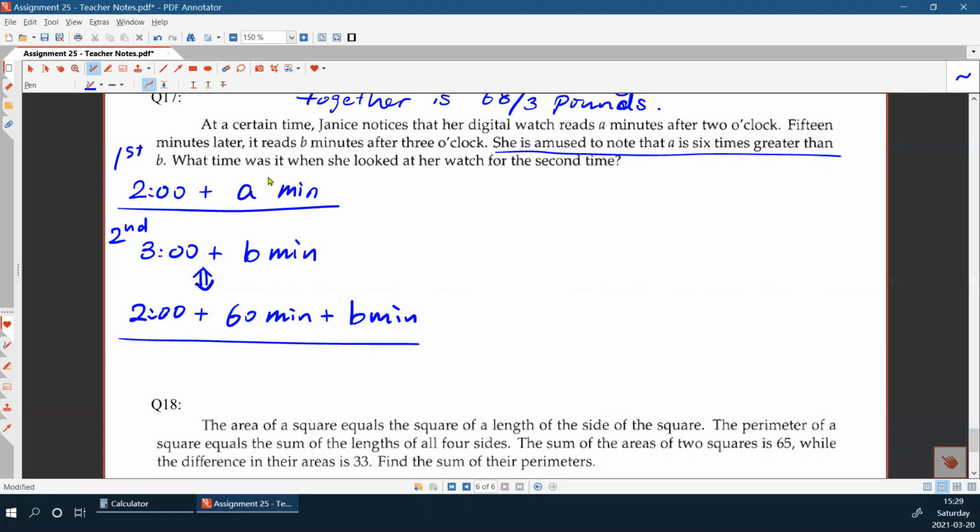So what's the relationship between these two quantities here? The relationship is 15 minutes has passed from the first read to the second read, right? So that means 60 minutes plus B minutes minus A minutes is 15 minutes, because it says 15 minutes has passed, right? Did you see this relationship?